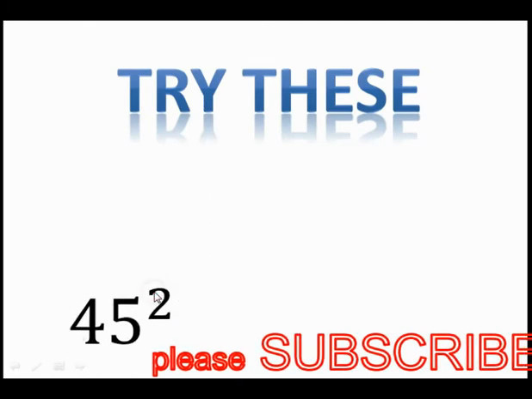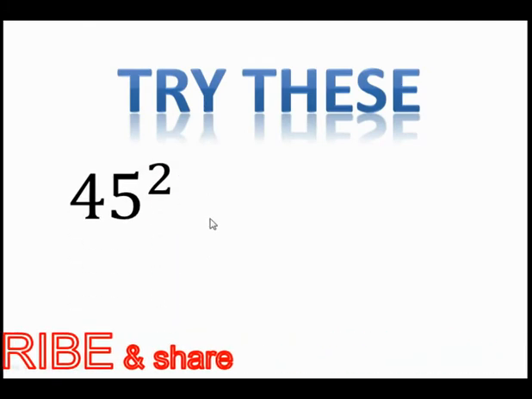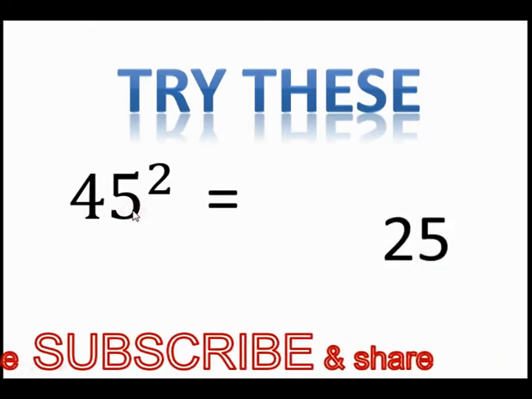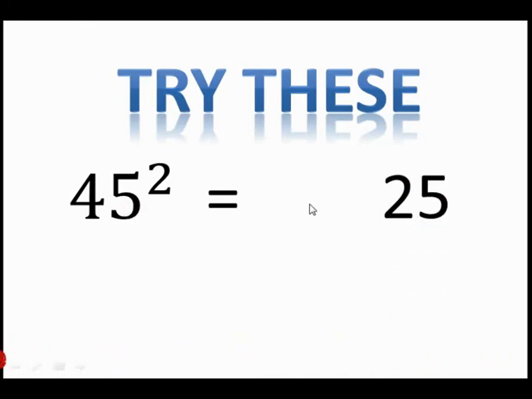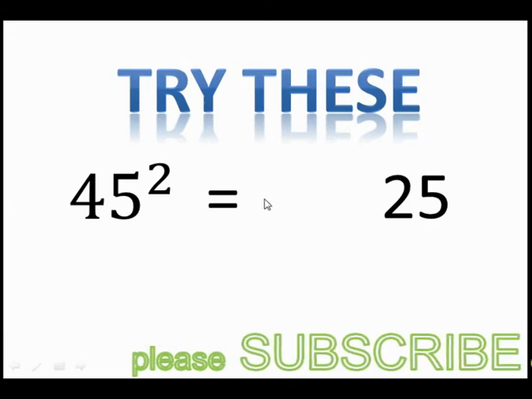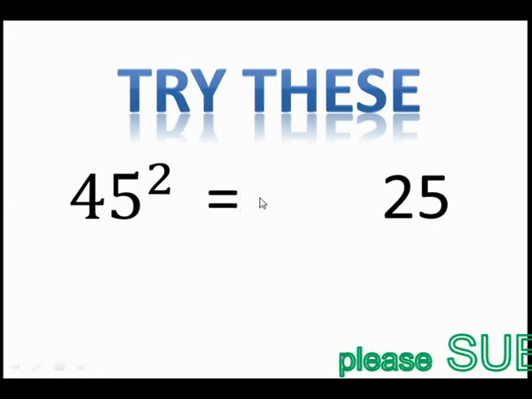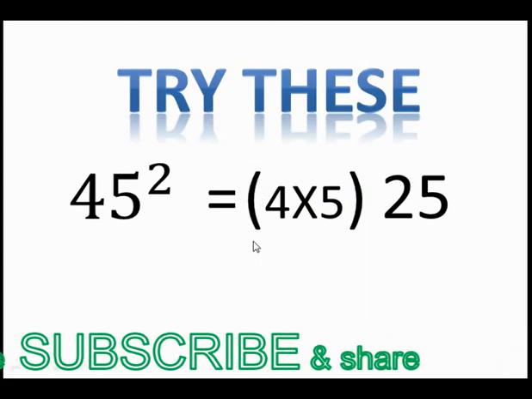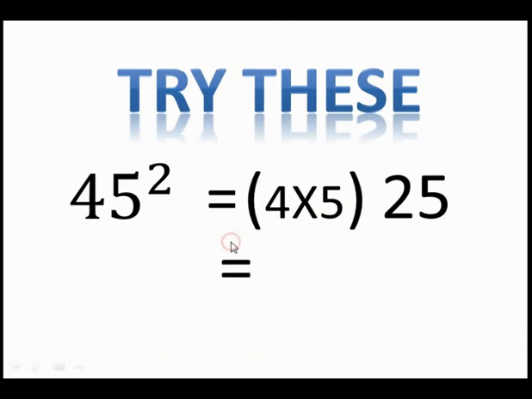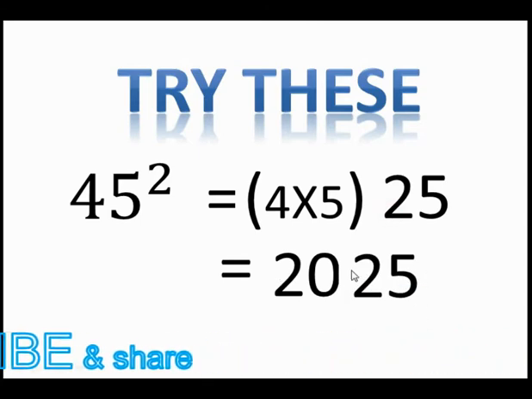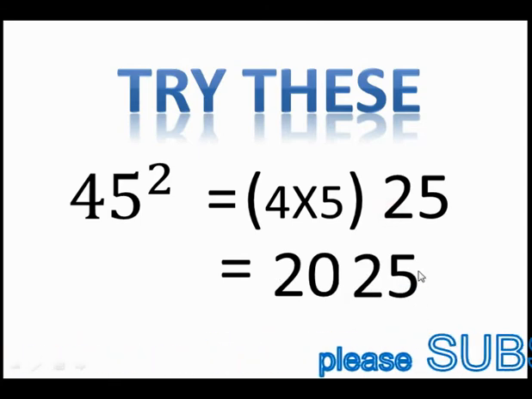For finding 45 square, what will we do? The steps are the same. For finding the last part, 5 multiplied by 5 is 25. For finding the first part, you have to multiply 4 and 4 plus 1, which is 5. That is 4 multiplied by 5. The first part of the answer is 20 and the last part is 25. So 2025. Very easily you will get this answer.